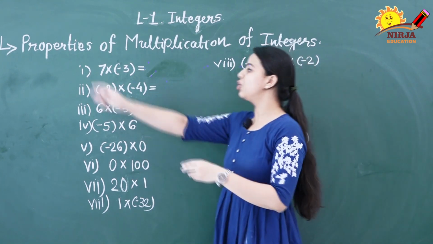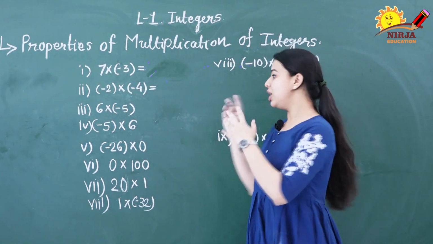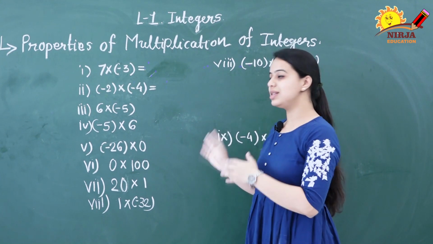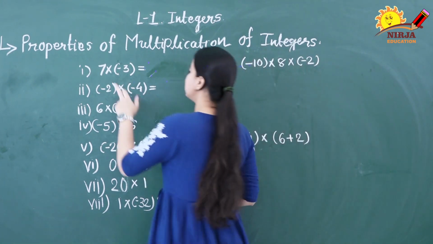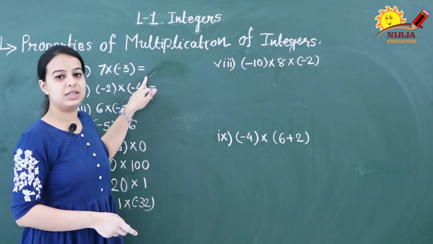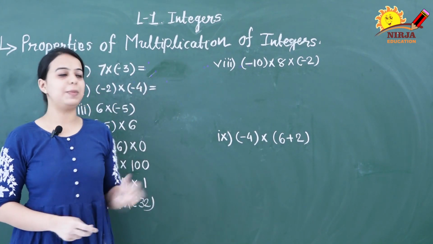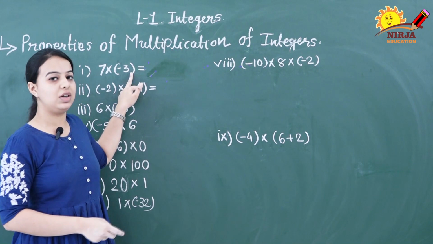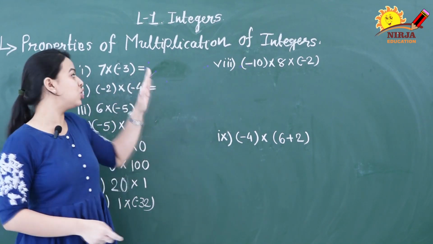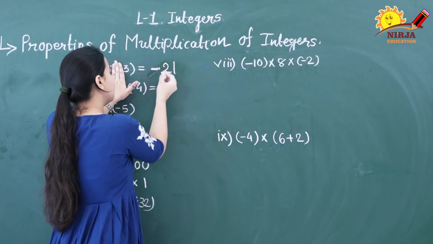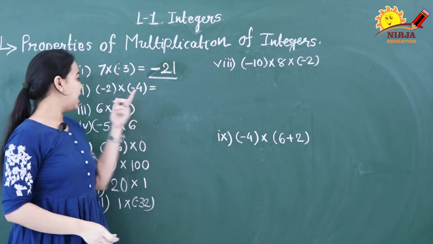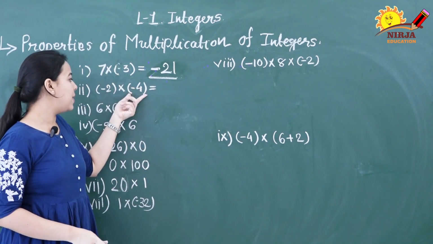But before directly going to the properties, we are going to solve some of the sums. As you can see, I have listed many sums on the board. Let's solve this first. First one is 7 multiplied by minus 3. And if we are going to multiply one positive and one negative integer, then what we need to do? We need to ignore the sign, we need to do the multiplication and we need to add the minus sign to the answer. Next one is minus 2 multiplied by minus 4.